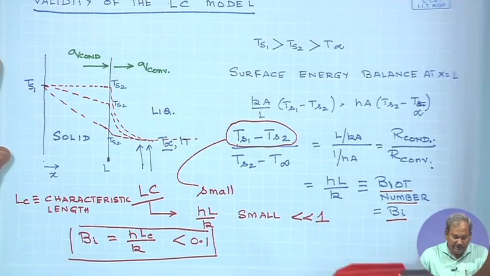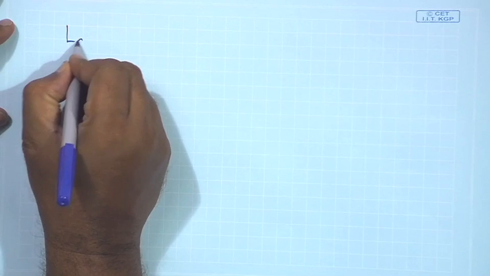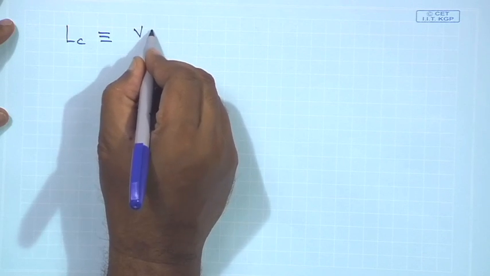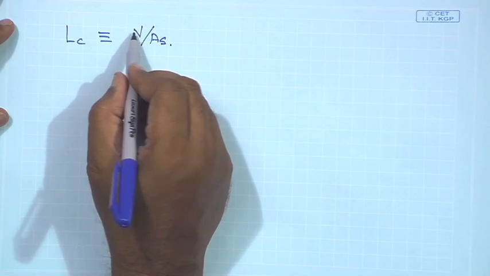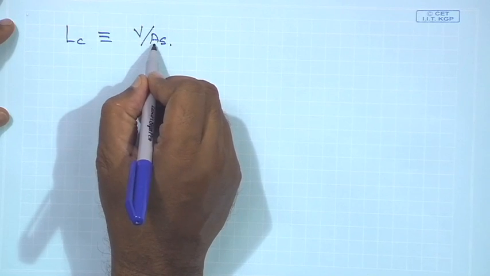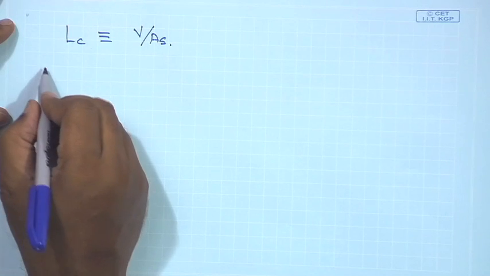But the Biot number plays a very important role in transient conduction, and its value lets you know whether or not the lumped capacitance model is valid and can be used. Now, when we talk about this characteristic length, how do I know what the characteristic length is? Generally, the characteristic length Lc is defined as the volume divided by As, where V is the volume of the solid and As is the surface area.